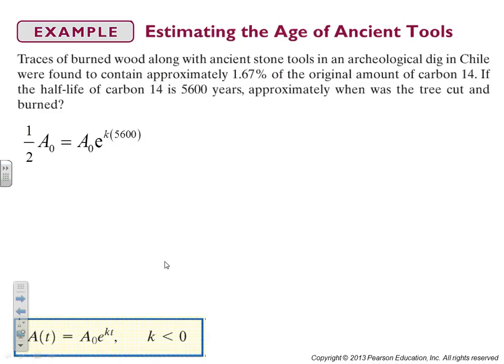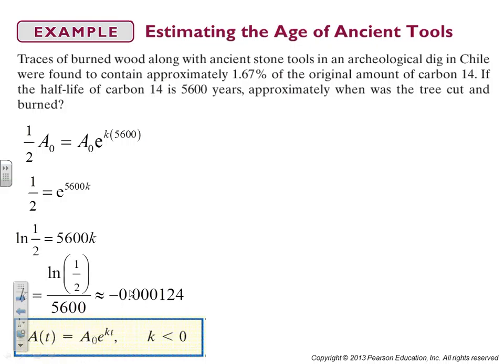So we're talking half-life. So we know that half of the carbon is left over after 5,600 years. We are trying to find the k value. So once again, we're going to divide by A sub 0. And we get 1/2 equals e to the 5600k. Take the natural log of both sides. Are you guys feeling the process? There's a rhythm to how to solve these, and it's the same every time. And then divide by 5600.